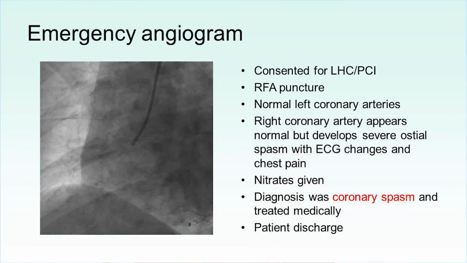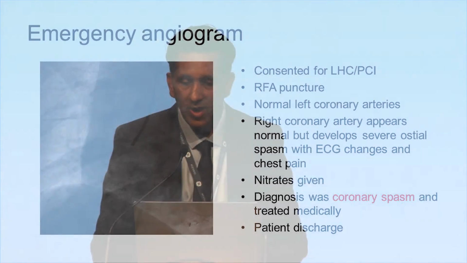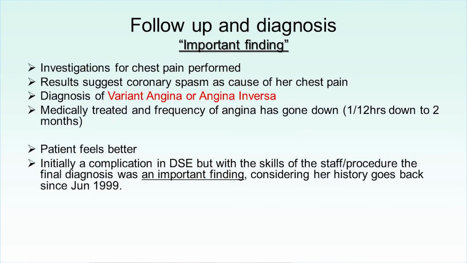Patient went on to have an emergency angiogram because it was crucial with the changes. Now, this is actually quite alarming when you see this. It's actually demonstrating normal coronary arteries, but the right coronary essentially is normal with severe ostial spasm with ECG changes. So nitrates were given, and the diagnosis was put down as coronary spasm. Patient was discharged. So that's an important finding for this patient.